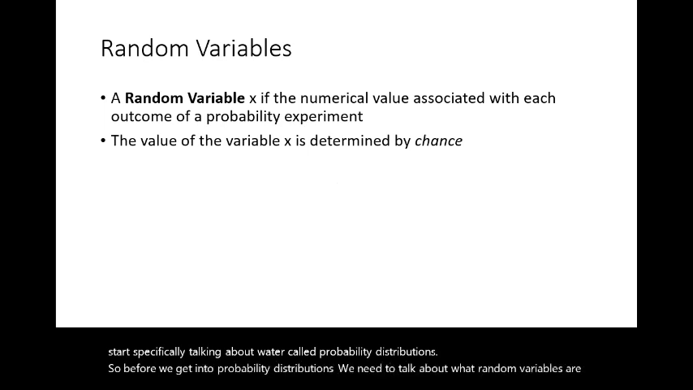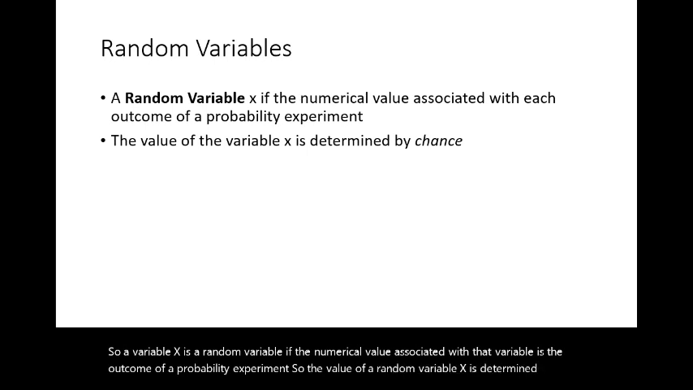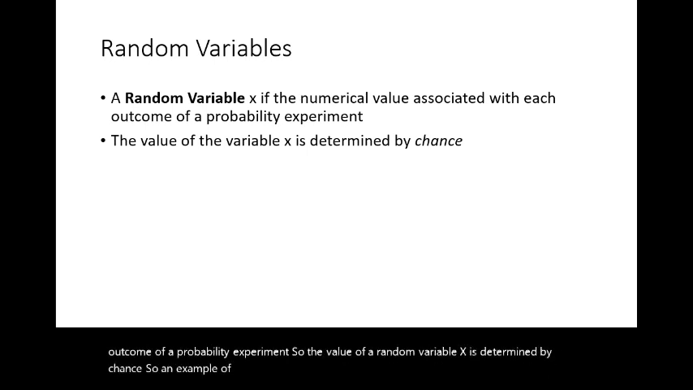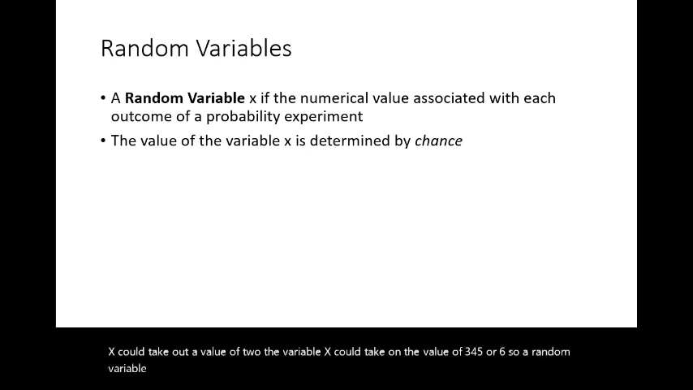So a variable x is a random variable if the numerical value associated with that variable is the outcome of a probability experiment. So the value of a random variable x is determined by chance. An example of a random variable could be the outcome of rolling a six-sided die. So x could take on a value of 1, a value of 2, a value of 3, 4, 5, or 6. So a random variable x is the one whose numerical value is determined by chance, and it is associated with the outcomes of a probability experiment.